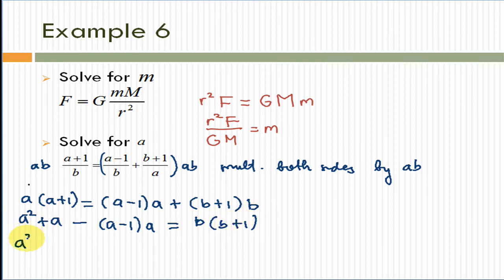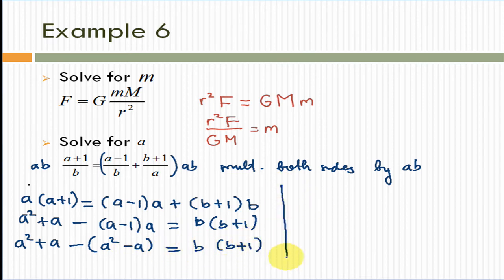Okay, a squared plus a minus a squared minus a is equal to b times b plus 1. Now this a squared cancels with that negative a squared. This a with that minus negative a becomes 2a. So 2a equals b times b plus 1. Therefore a is b times b plus 1 divided by 2.